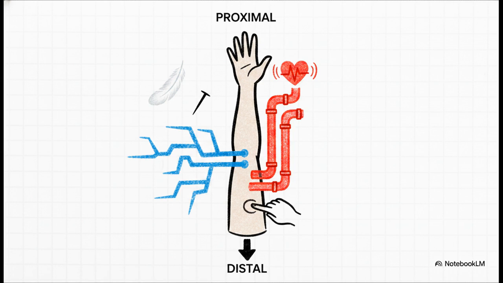And remember, as a good detective, you don't just check right where it hurts. You must check the neurovascular status, both proximal and distal, above and below the injury, to ensure the signals and the blood flow are making it all the way through.